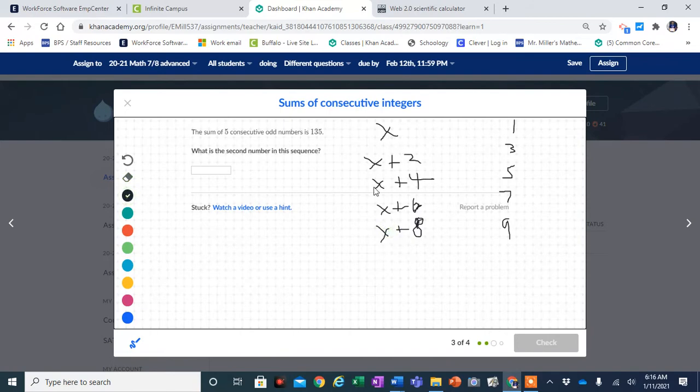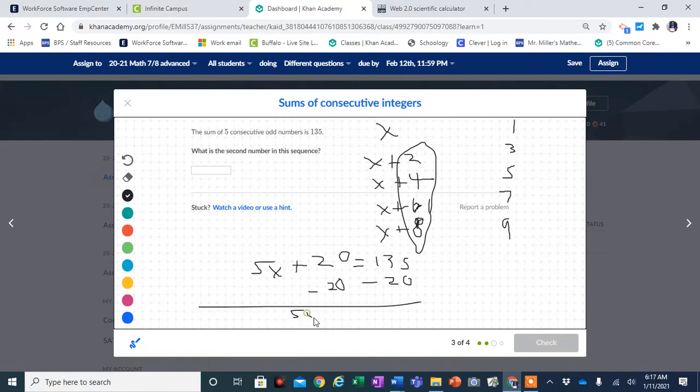Okay, so then we have 1, 2, 3, 4, 5, so 5x plus, I've got to add this up, so that would be 10, another 10, so that's 20, equals 135. Subtract 20, so 5x equals 115, divide by 5, divide by 5.